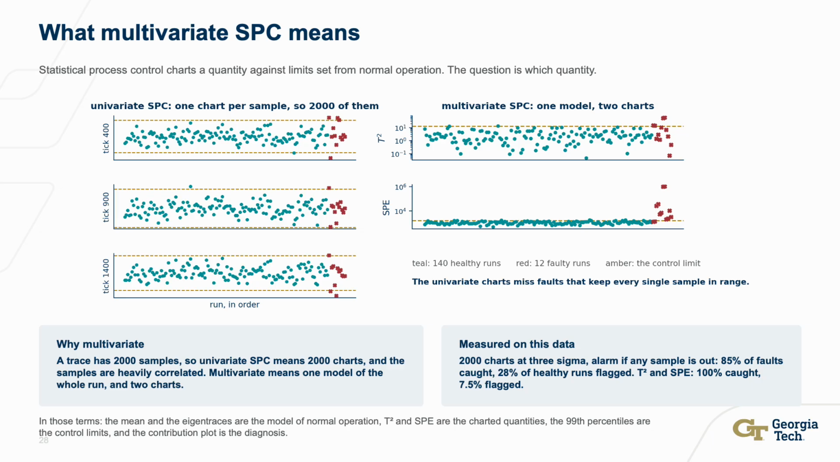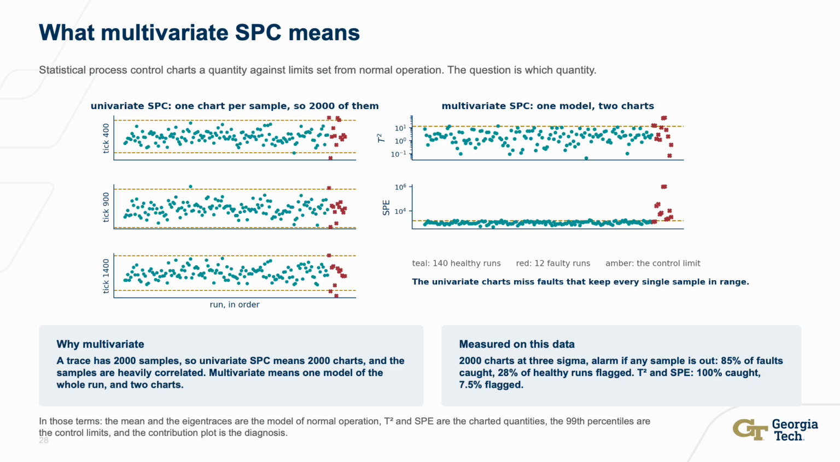Shewhart charts in the 1920s, and the same logic is running in every fab today. The only open question is which quantity you chart. The obvious answer is chart the measurement itself. It is univariate SPC, one chart per variable.